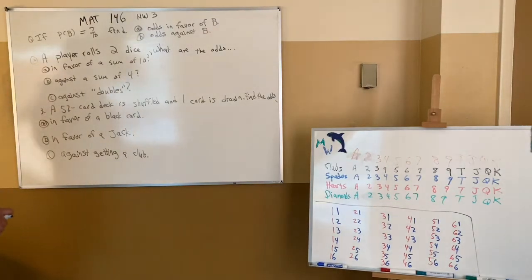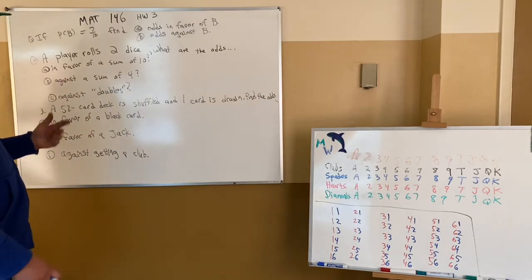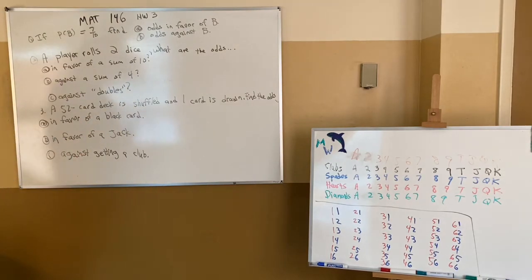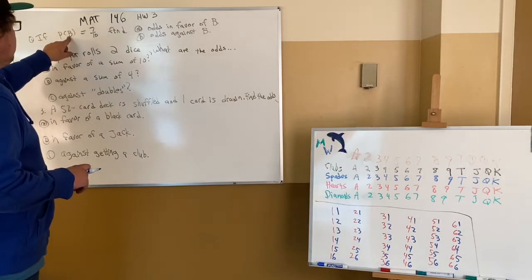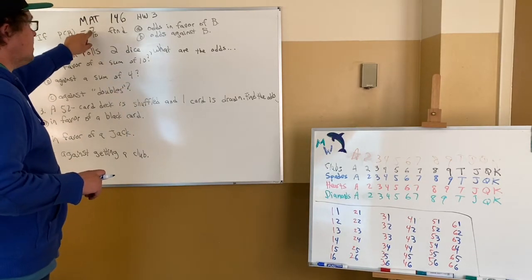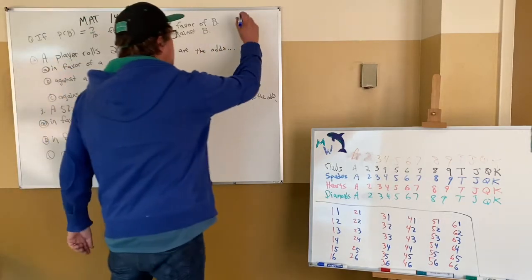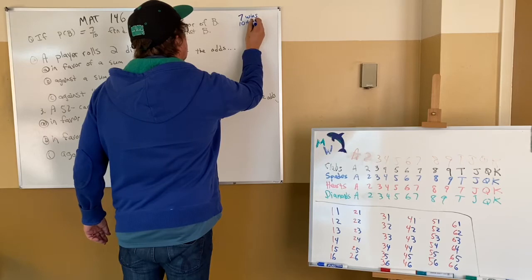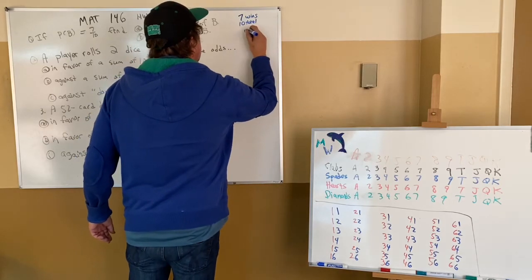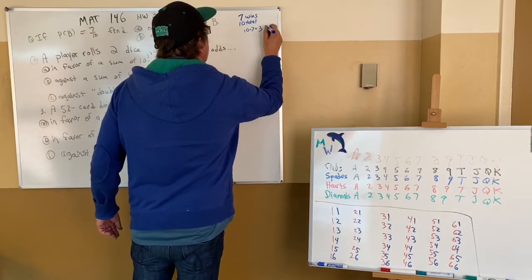So homework 3 here, Math 146. We're going to look at odds in favor, odds against, and we're going to look at use of our sample spaces. Okay. If the probability of an event B occurring is 7 out of 10, that is 7 successes and 10 total. We have 7 wins, and we have 10 total. And so if we go 10 minus 7 equals 3, we have 3 losses.